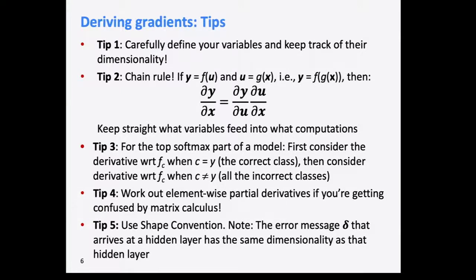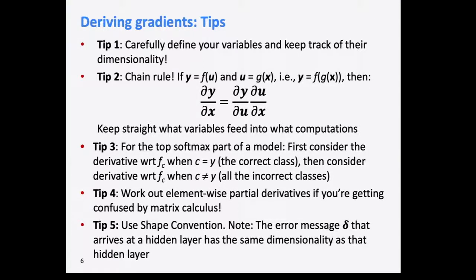Here are a couple of collected tips, which I hope will help. Keeping track of your variables and their dimensionality is really useful, because if you can work out what the dimensionality of things should be, you're often halfway there. Basically what you're doing is applying the chain rule over and over again. It always looks like this, but in the matrix calculus sense of the chain rule.